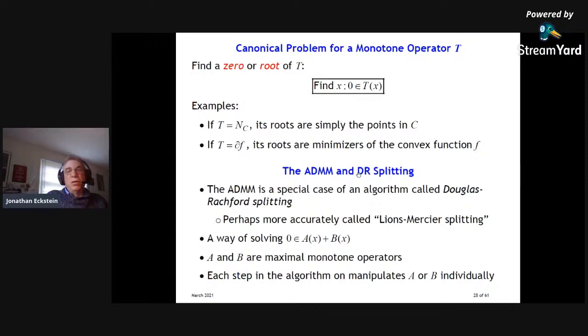Okay. There's this thing called Douglas-Rachford splitting, which is probably more accurately called Lions-Mercier splitting, but it's a way of solving this problem here: find x such that 0 is in A(x) plus B(x), where this denotes the Minkowski sum, and A and B are maximal monotone operators. So Douglas-Rachford splitting is a way of solving this problem by only manipulating individually the operator A or the operator B, never this sum operator, which might have a much nastier structure. Okay, and ADMM is actually a special case of Douglas-Rachford splitting, so that means that progressive hedging is also a special case of this.